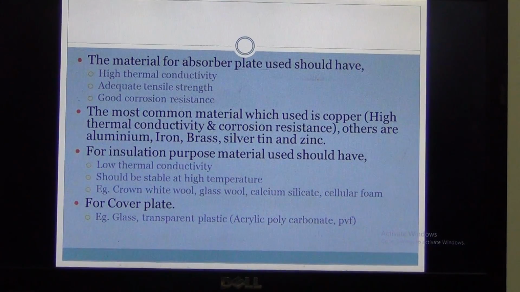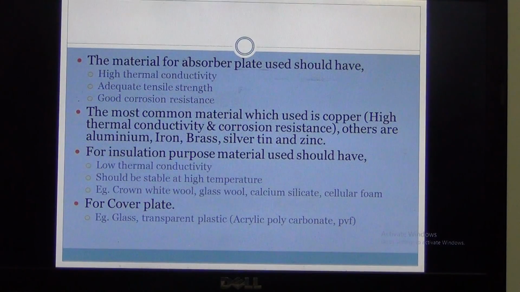For the cover plate, we use mainly glass or transparent plastic. Transparent plastic consists mainly of acrylic, polycarbonate or PVF.